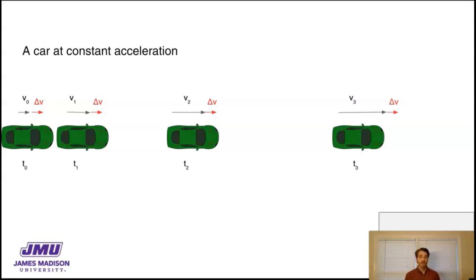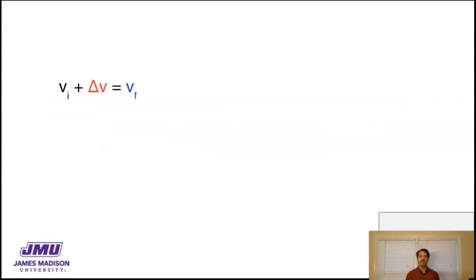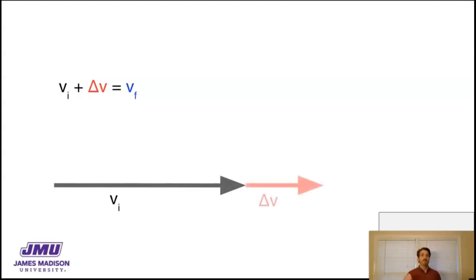Let's take a look at that vector addition in a little bit more detail. If V initial plus delta V equals V final, then visually what that would look like is we draw our V initial vector and delta V is drawn from the end of the V initial vector. And so our V final has to start where the V initial vector started and end where the delta V vector ended. That's how we get the bigger vector for V final than we did for V initial.